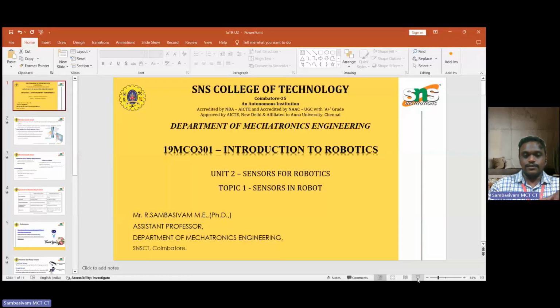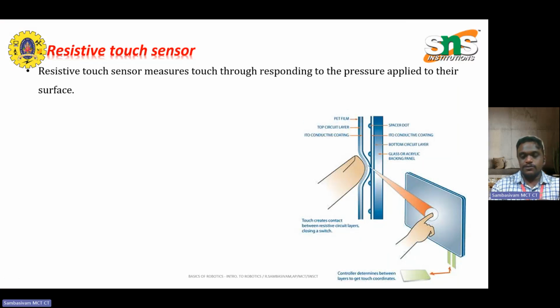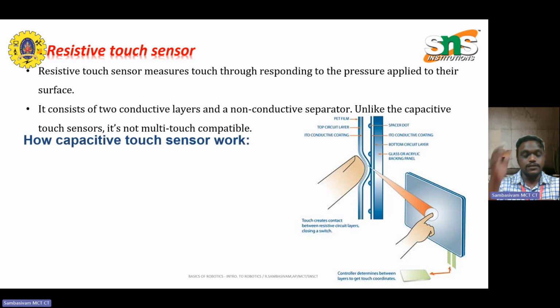As it is similar to the previous topic, now we are going to discuss how they play an important role as resistive sensors. As I said, resistive sensors are similar to capacitive sensors, where the touch is measured by responding to the pressure applied to the surface of an object. It normally consists of two layers, a conductive layer and a non-conductive separator. Unlike the capacitive sensors, it is multi-touch compatible, as shown in the figure.